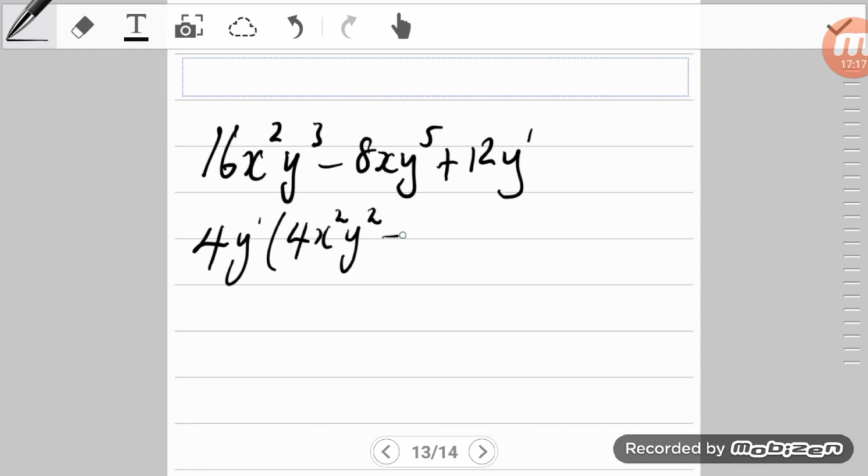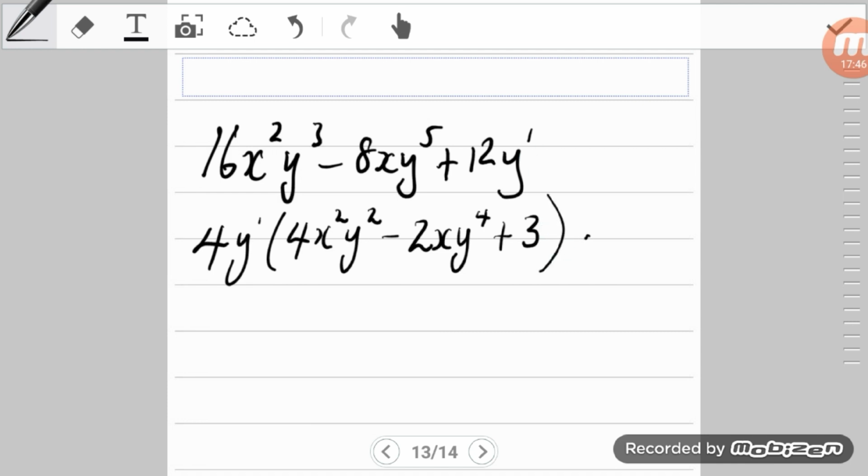Take away, let's divide the 8xy to the 5 by 4y. So 4 into 8 goes 2 times. Once again, x is not a part of your HCF, so we're not going to make contact with that. And so y to the 5 divided by a single y is going to give us y to the power of 4. Plus here, 4 into 12 goes 3 times, and y into y goes 1 times. So 3 times 1 is just simply 3.